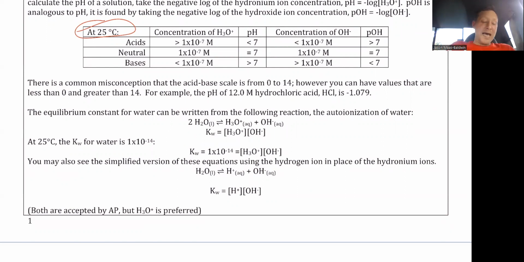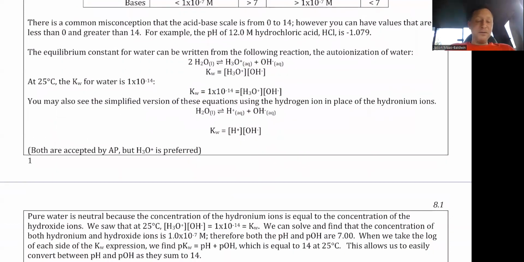So we also know that acids have a low OH minus concentration, which is the opposite of H plus or hydronium ion, and a pOH of greater than 7. If it's neutral, we always know that the pH and the pOH at 25 degrees are equal to 7. And for bases, we know that their hydrogen ion concentration is less than 10 to the minus 7, and thus their pH is greater than 7, and their pOH is less than 7.